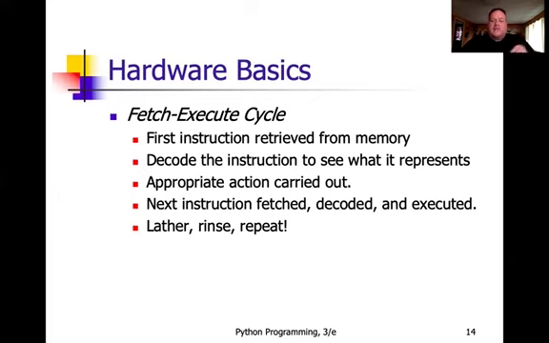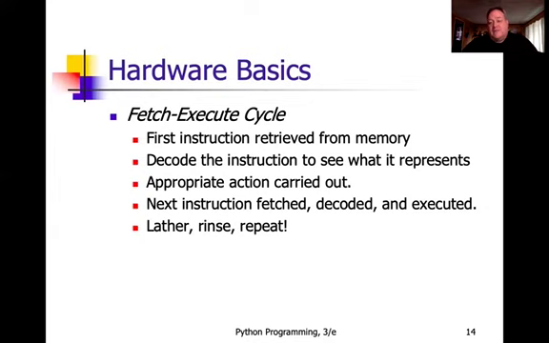The central processing unit actually goes through a cycle, the fetch execute cycle, where it gets the first instruction it's going to execute. It decodes the instruction, appropriate action is then carried out, and then it goes back out, gets the next instruction, decodes it, executes it, and repeat, repeat, repeat. Computers are actually rated in the number of times per second that they can go through this fetch execute cycle. And modern computers execute programs in the billions of times per second speed.